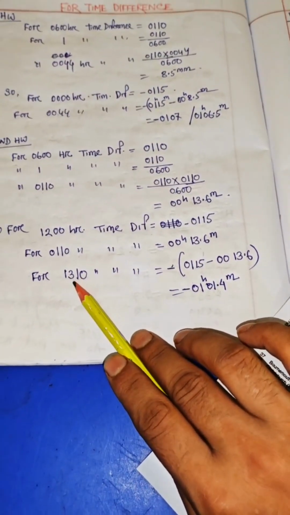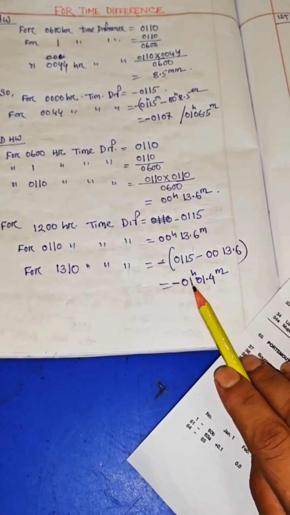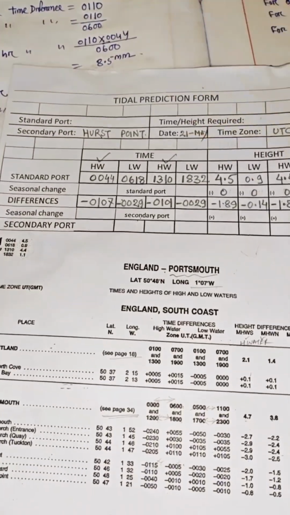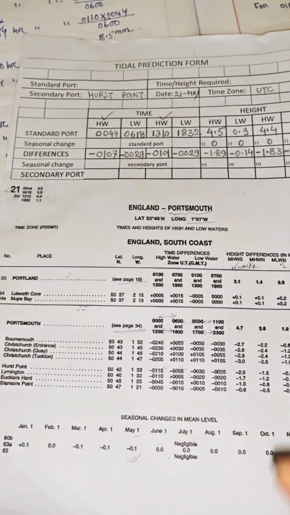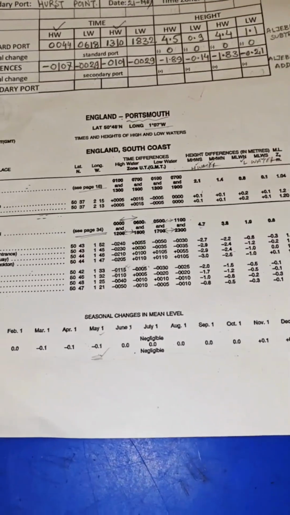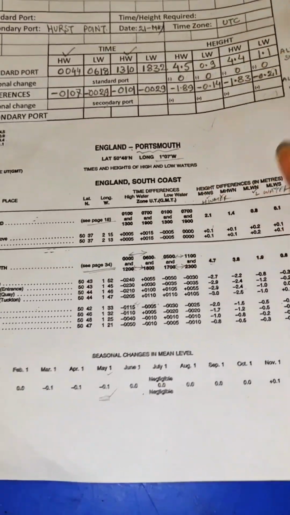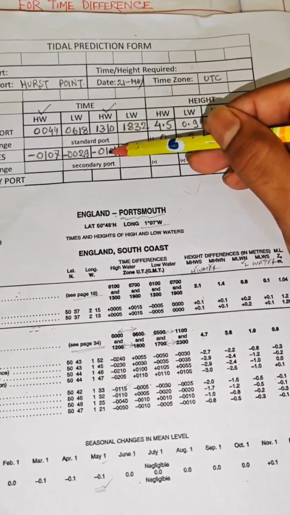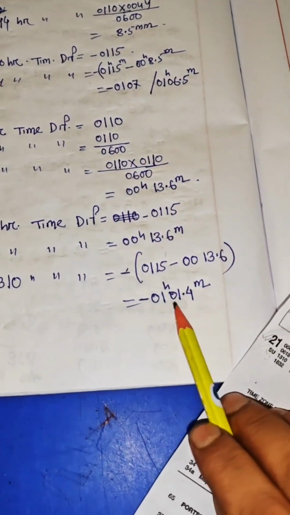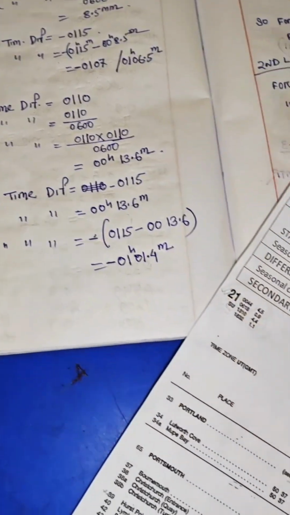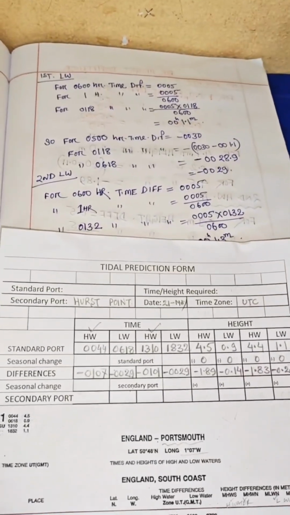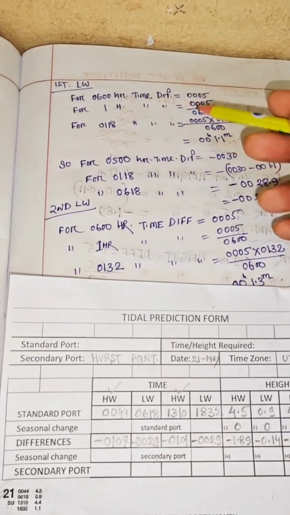This is my required time, 1310, and the time difference is this one. Okay, so just this one, guys, just the interpolation. I'm doing just a simple interpolation, you can understand. So for 1310, this is 0110, 0101, I just make the round figure. Okay, 0101. So again for the low water, guys, I write here elaborately to make you understand.